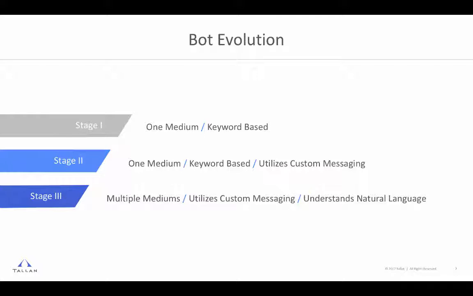Now, in the first stage, we have our bot in its most simplistic form. This is the form I refer to as the text word to number form. This form allows you to send a keyword to a medium to execute an action. So, what does that mean, though?